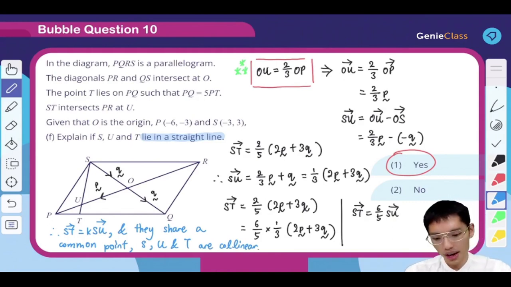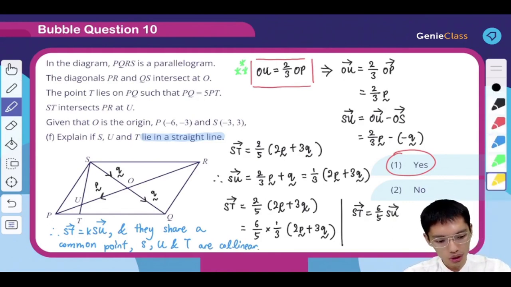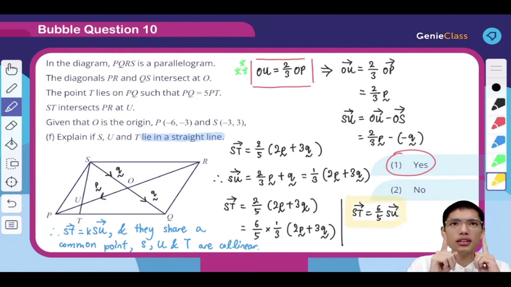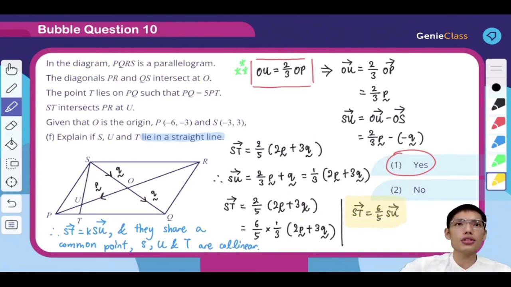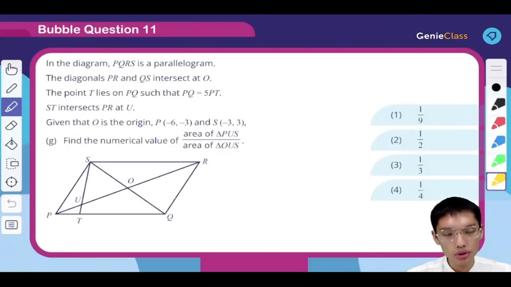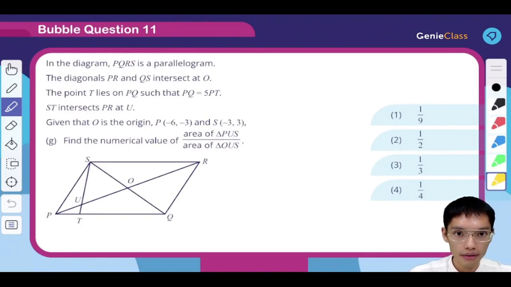That's one thing. You have to show that they are parallel, which is this notion over here. I hope you all got this down. Main thing, collinear: you have to show that either ST is parallel to SU, or SU is parallel to TU, as long as they have a common point. Now there's one more bubble question to go, and let's see what we have over here.